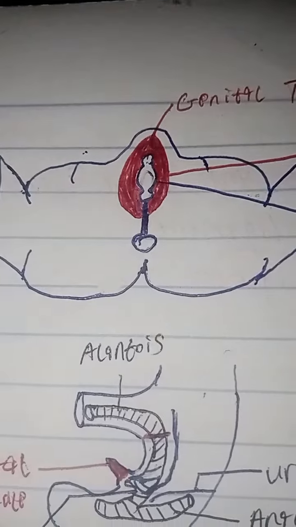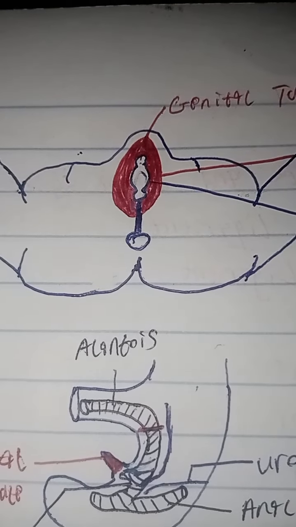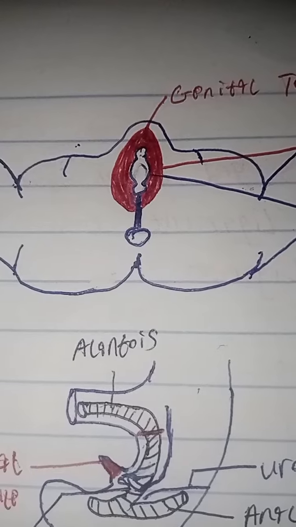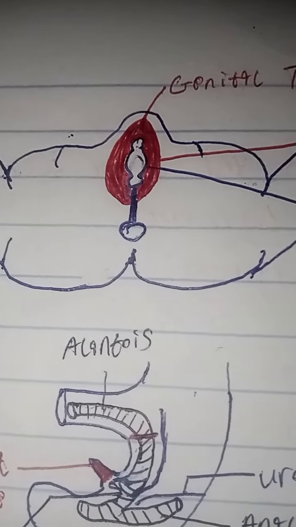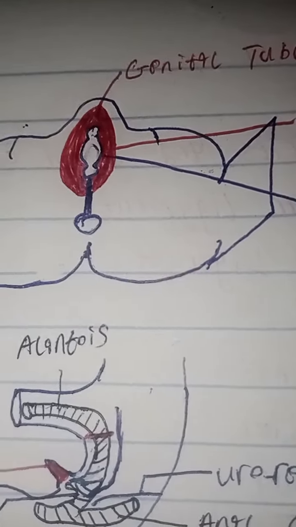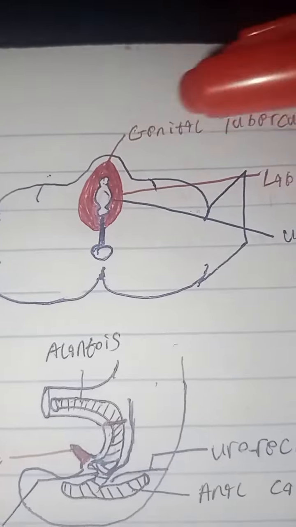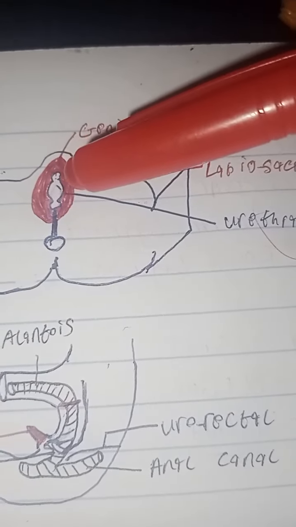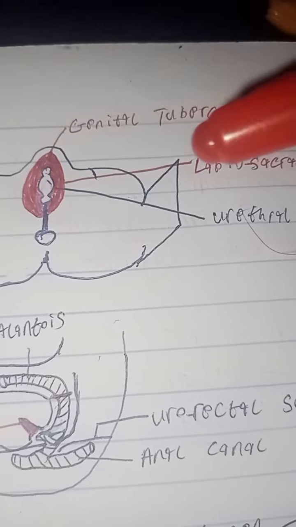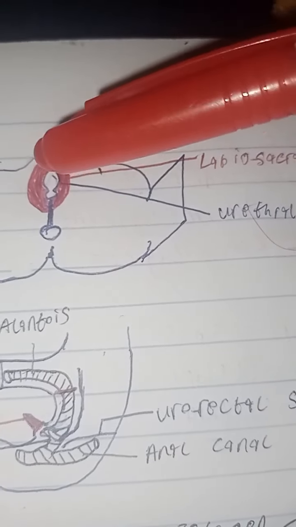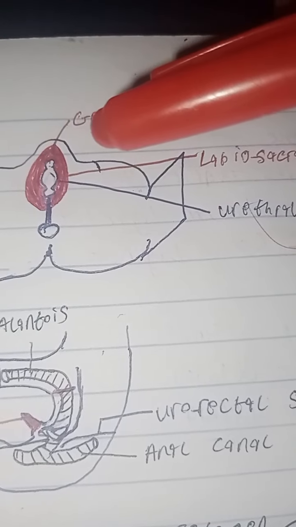Now we're done with that. Now we're looking at the external structure. We've seen the internal structure before. This is now the external structure. So what we're looking at here is the primitive external genitalia. You can see from here, we can see the genital tubercle. This red part here by the side is the labioscrotal swelling, and the blue part inside is the urethral fold.